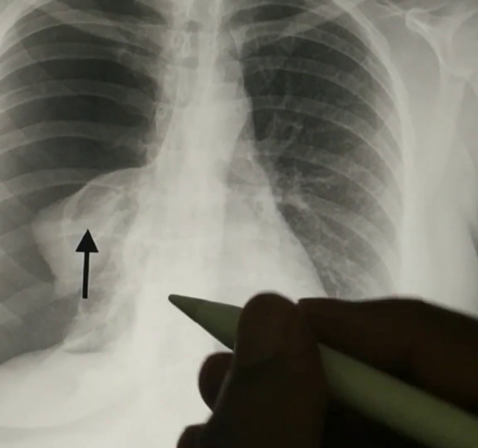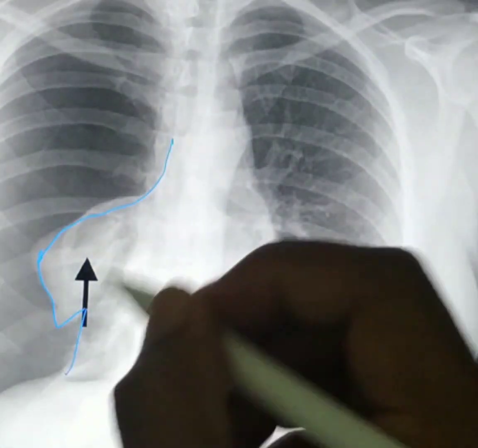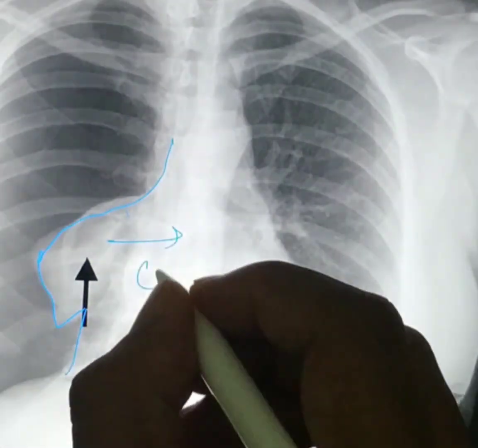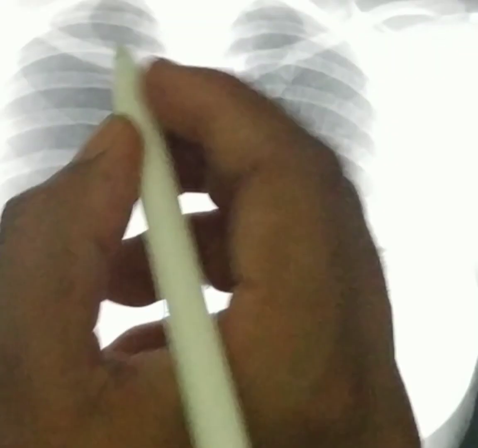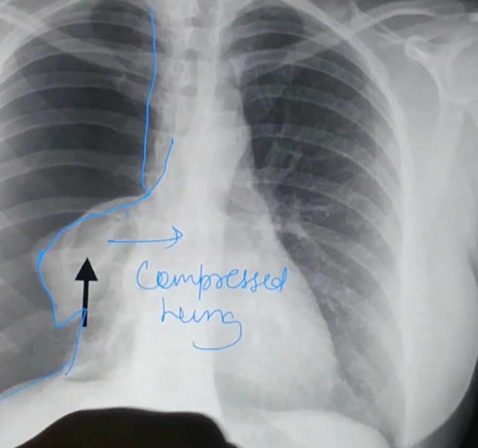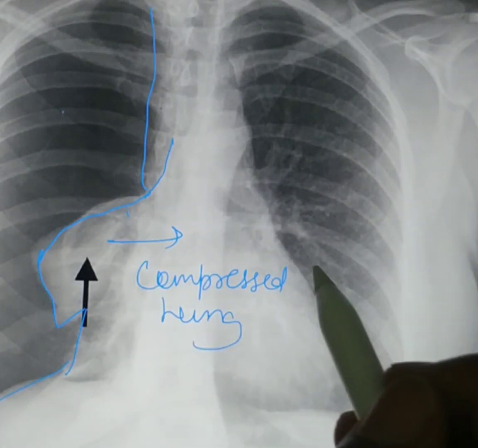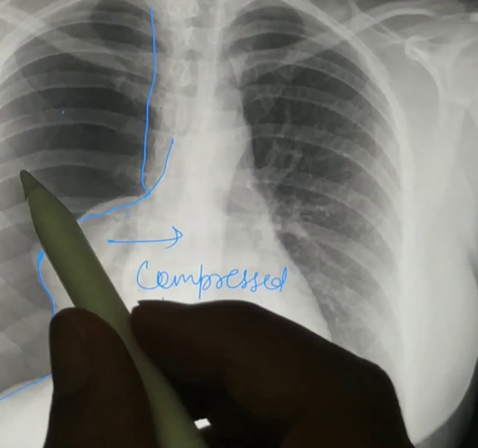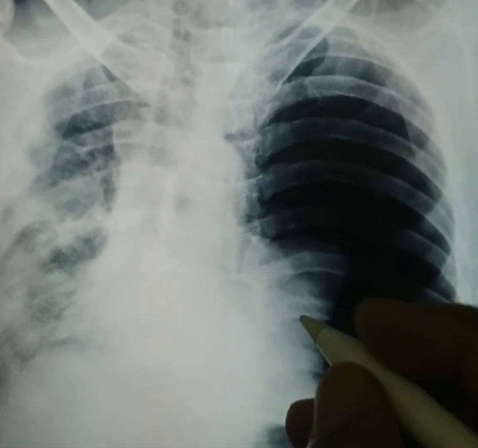Here is the second X-ray of the pneumothorax. This is the lung border. This is the compressed lung, and this is a complete right-sided pneumothorax. You can compare that here you can see the bronchovascular markings, these white markings, but here you cannot see the bronchovascular markings. This is another X-ray of the left-sided pneumothorax.